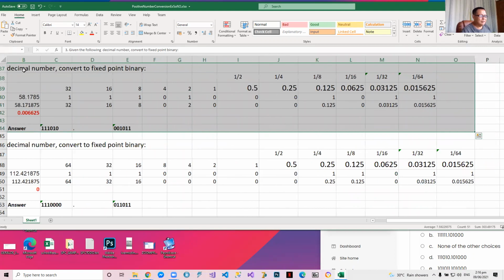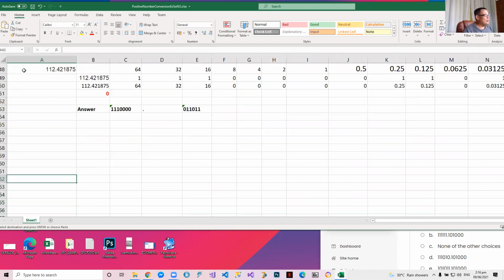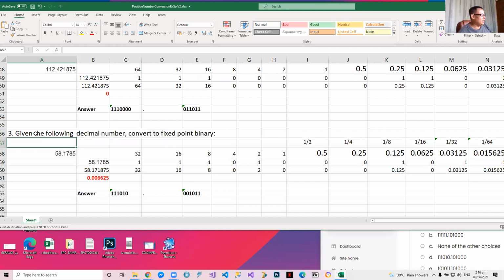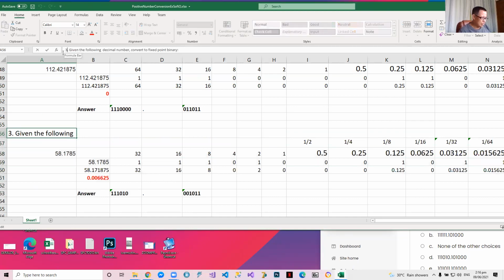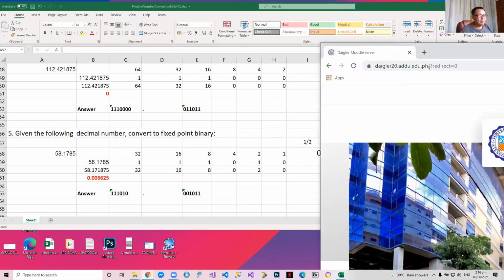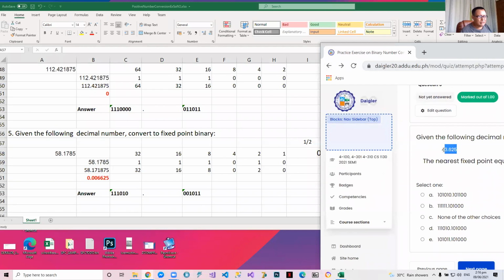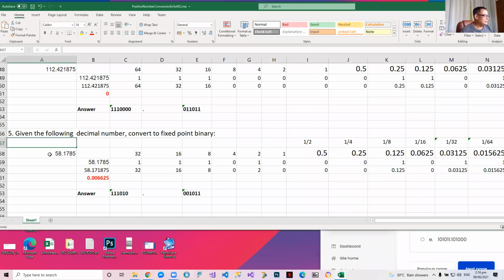Okay. So it's okay to copy and paste as long as we know what the formulas are already. Okay. So you're allowed to do that in Excel as long as you know what the formulas are already. You know? So this time our number will be 43.625. This should also be an exact number, okay?